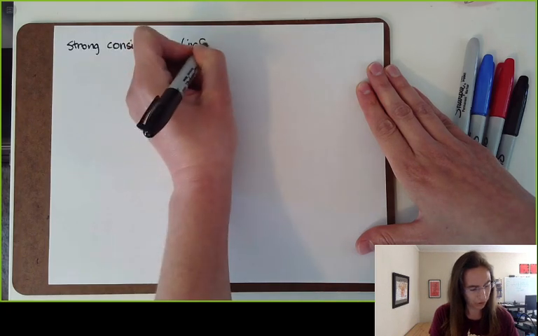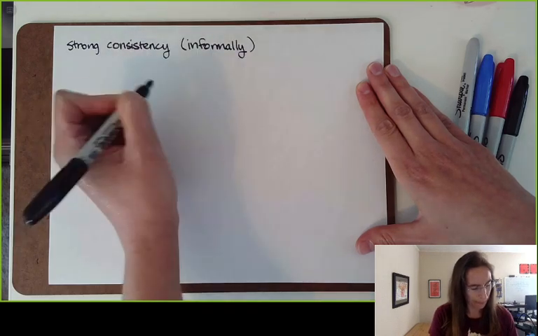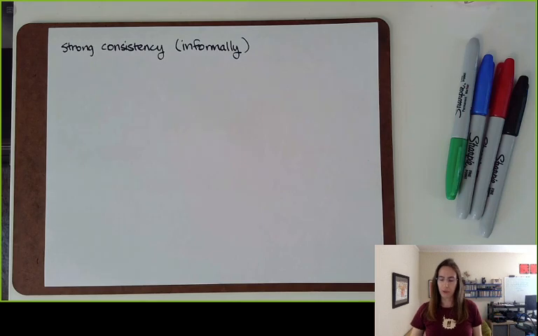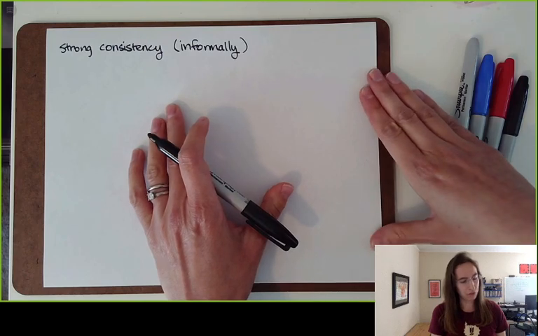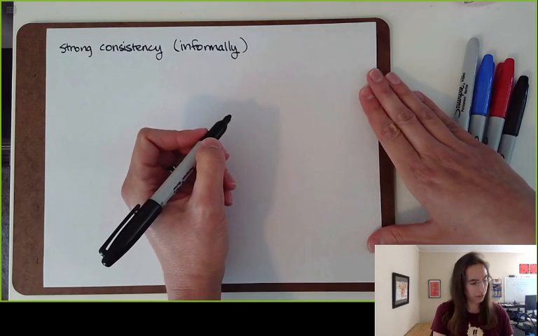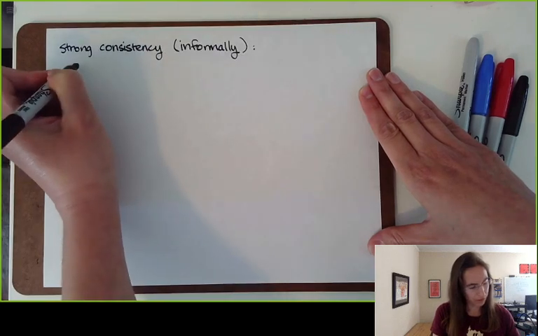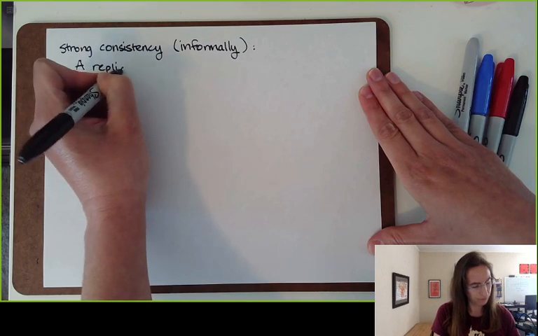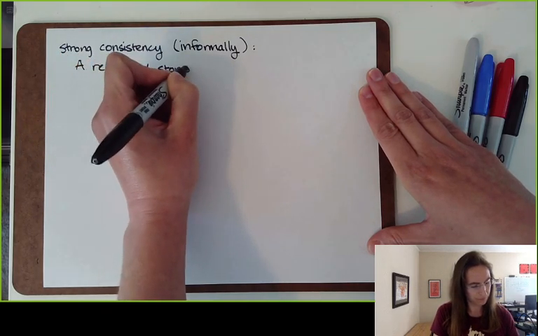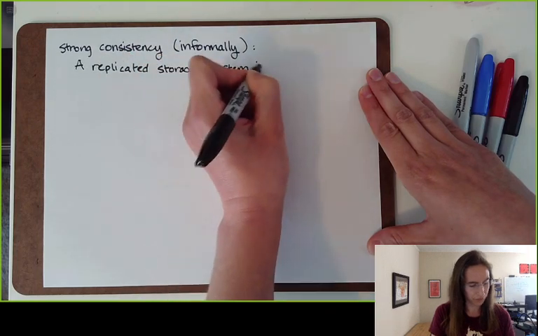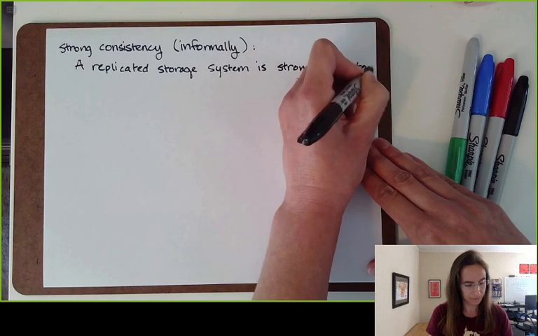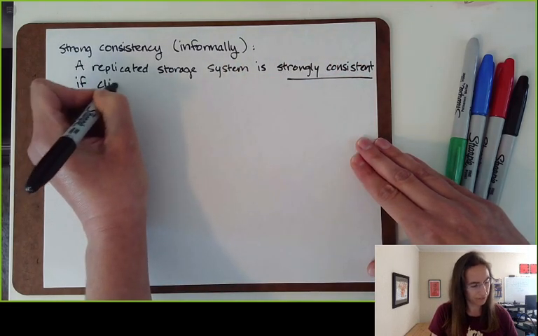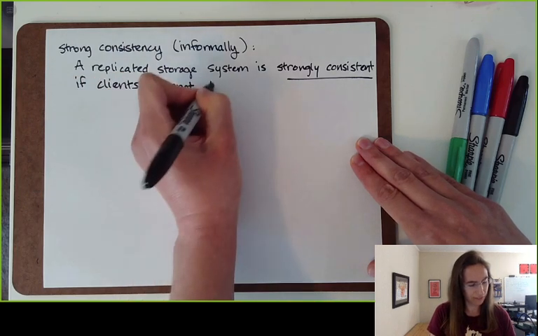This is going to be an informal definition because a formal definition is honestly quite tedious. And what I really want is to give you a more intuitive notion of what it means for replicas to be consistent. And we don't need all the math and all of the formalism to give you that intuitive idea. So here's the informal definition of what we want. We're going to say a replicated storage system is strongly consistent if clients cannot tell that the data is replicated.